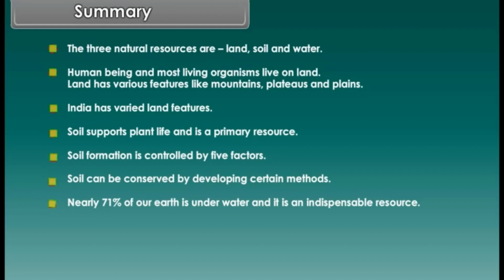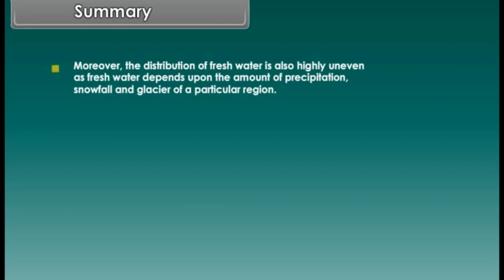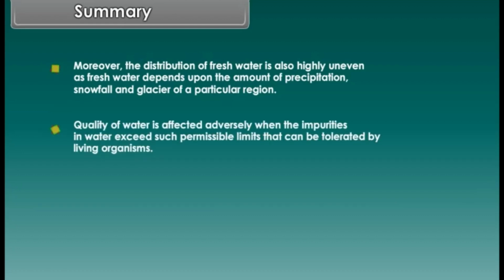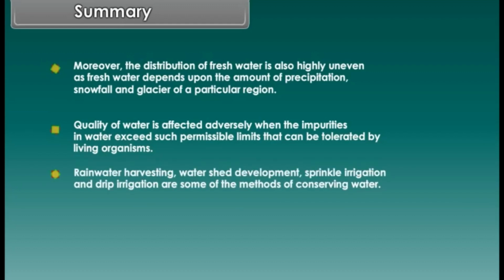Nearly 71% of our earth is under water, and it is an indispensable resource. Not all the water available to us is fresh water. Moreover, the distribution of fresh water is also highly uneven, as fresh water depends upon the amount of precipitation, snowfall and glaciers of a particular region. Quality of water is affected adversely when the impurities in water exceed such permissible limits that can be tolerated by living organisms. Rainwater harvesting, watershed development, sprinkler irrigation, and drip irrigation are some of the methods of conserving water.